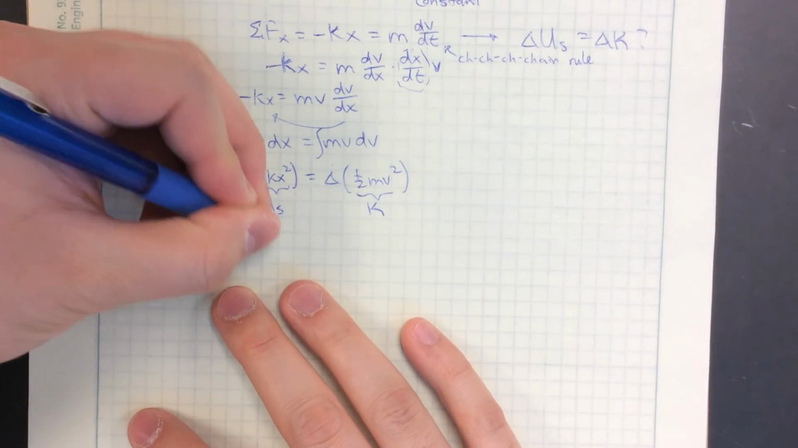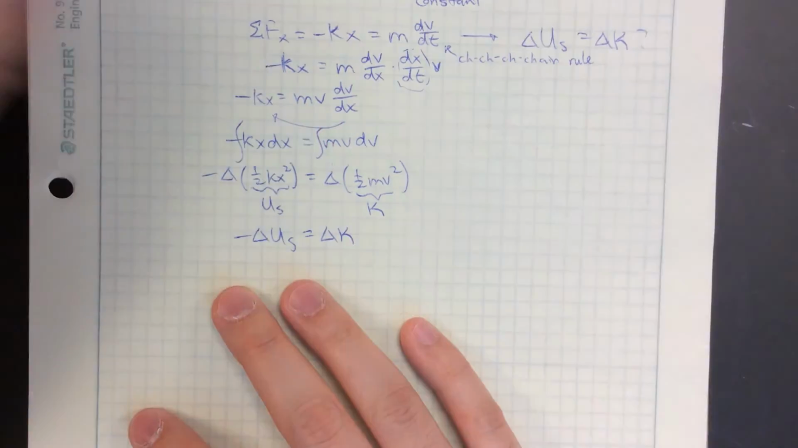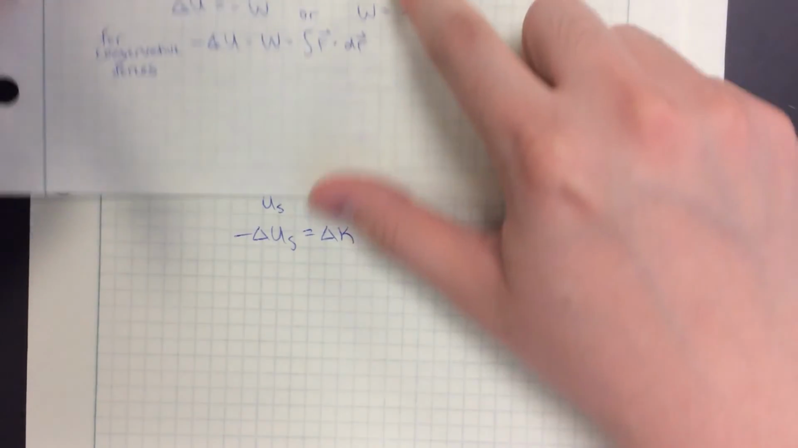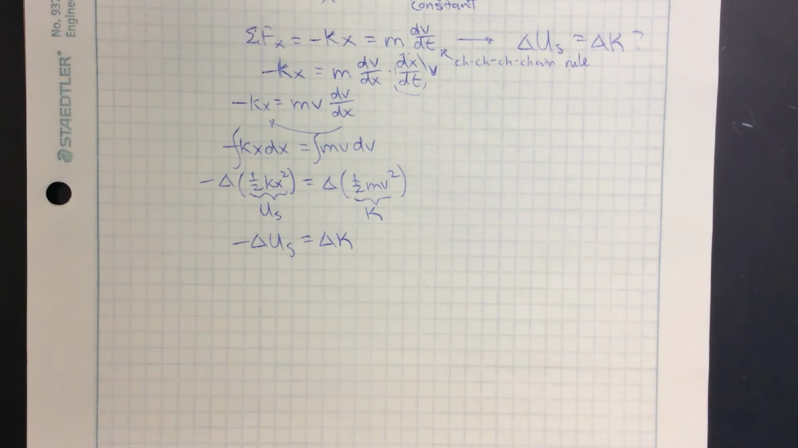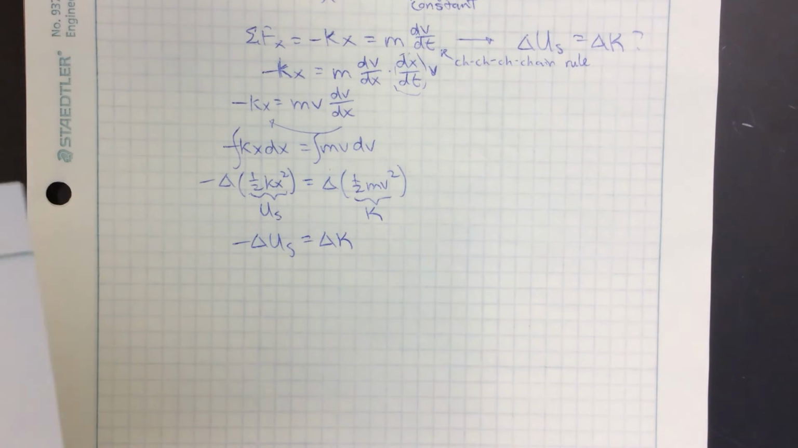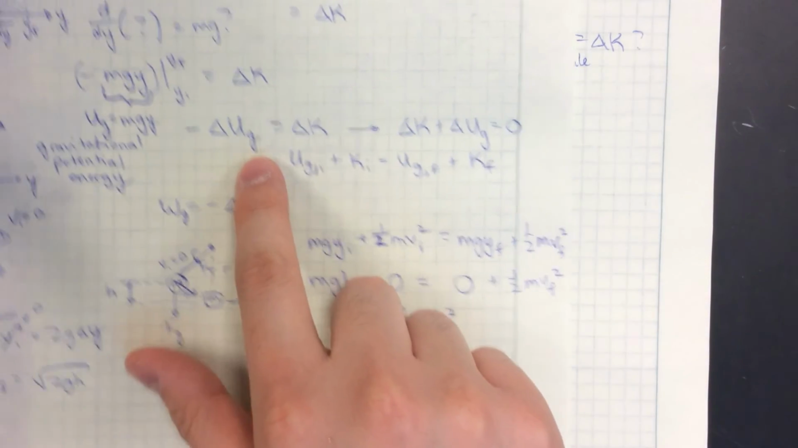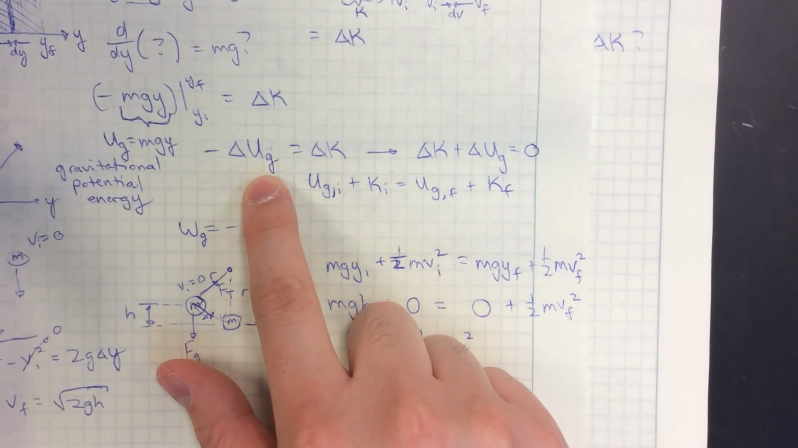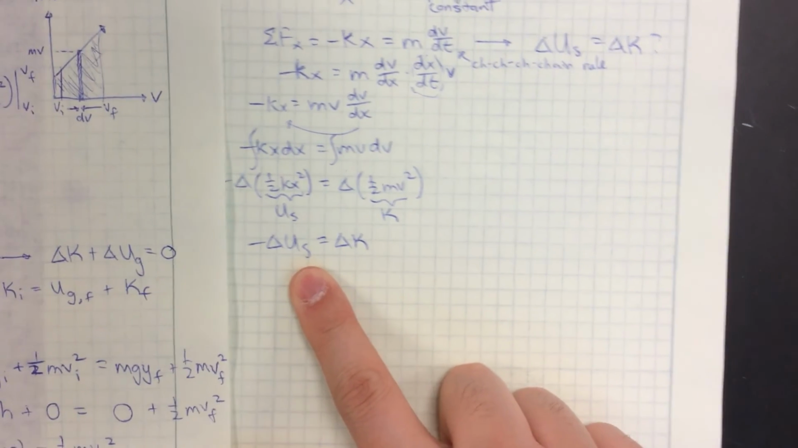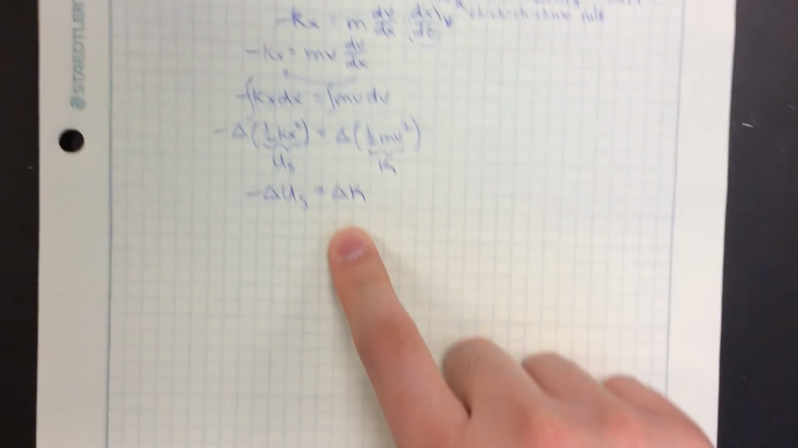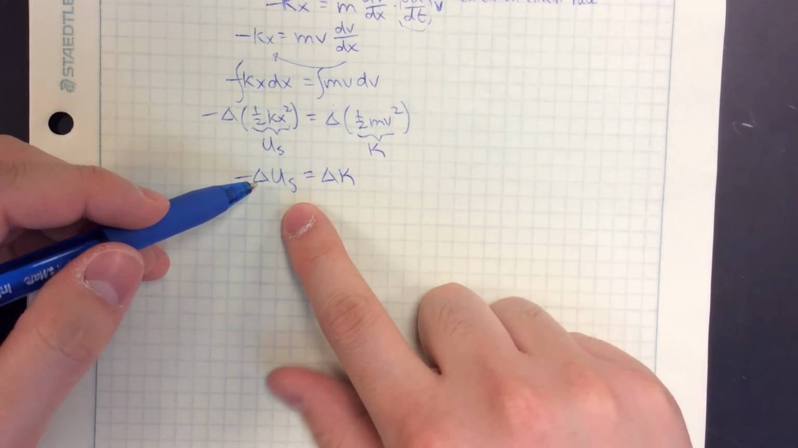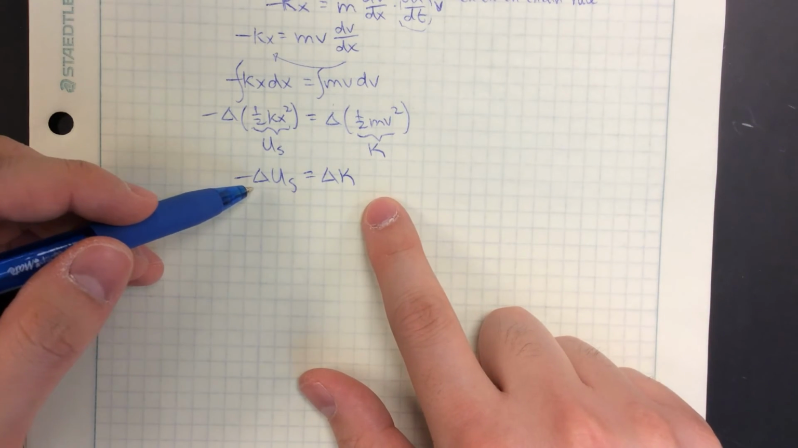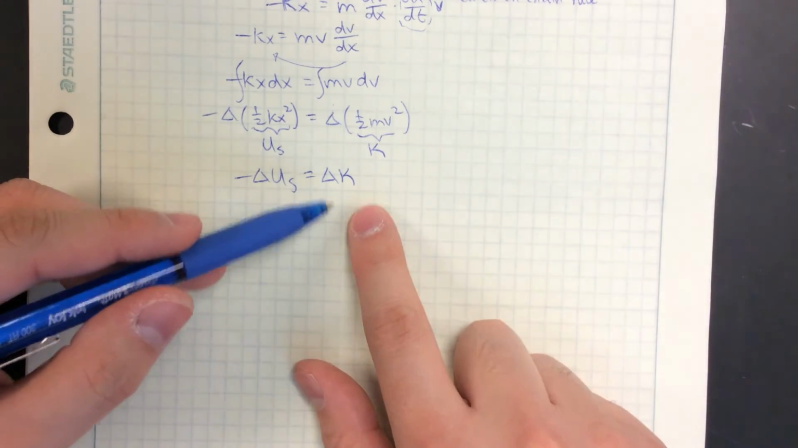Okay, so then we can say negative delta US equals delta K. And that is, interestingly, very similar to what we had before. Or whoops, this is period 5. Where was our... See, we had something very similar with gravity: negative delta UG equals delta K. Now we have negative delta US equals delta K, which means that the behavior is similar. When you lose spring potential energy, you gain kinetic energy. When you gain spring potential energy, you must lose kinetic energy.